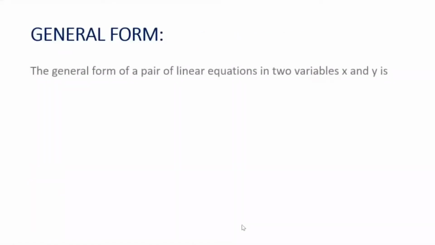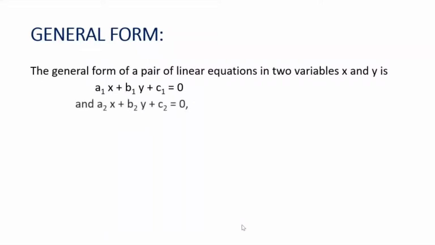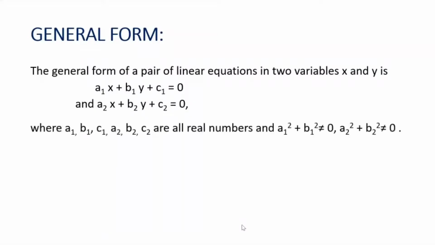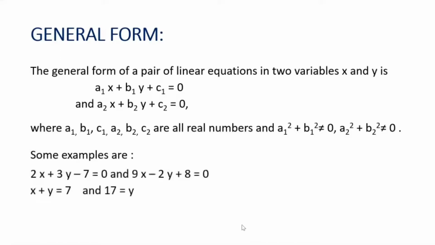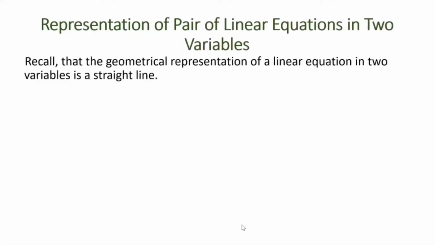So we can say that the general form of the linear equation is a1x plus b1y plus c1 equal to 0, and the second equation a2x plus b2y plus c2 is equal to 0. These two form a pair of linear equations, and the condition is that a1 square plus b1 square is not equal to 0 and a2 square plus b2 square is also not equal to 0. So you all know a few examples. We've done it in class 9 and we did it in class 10 also.